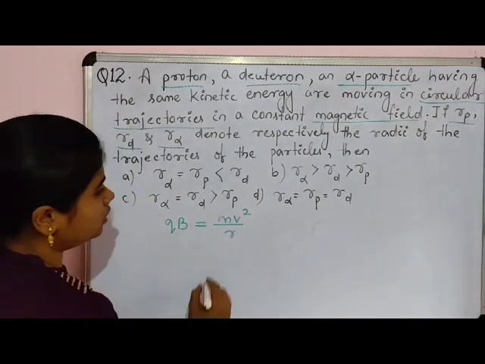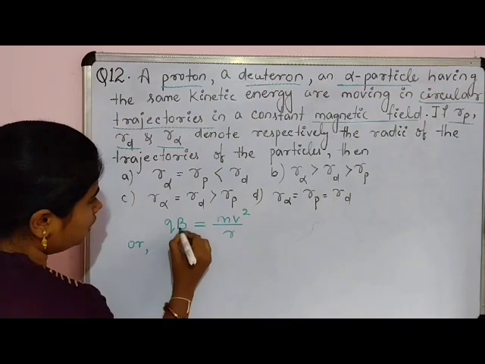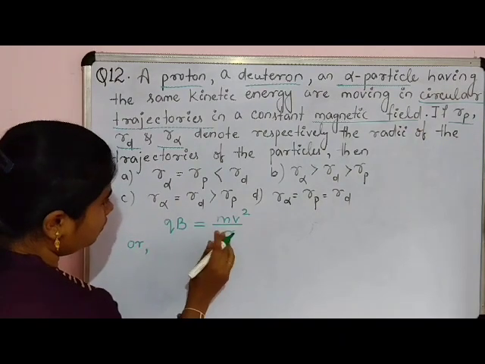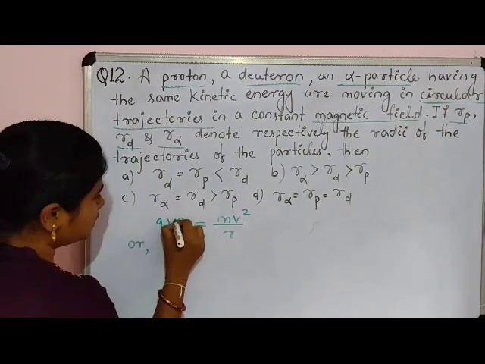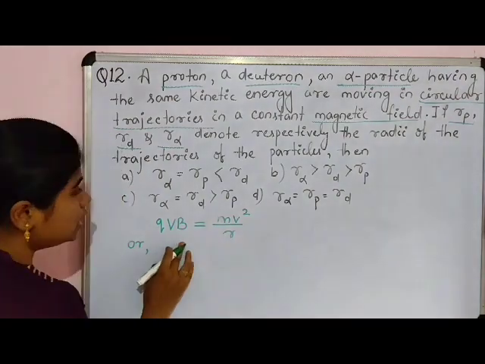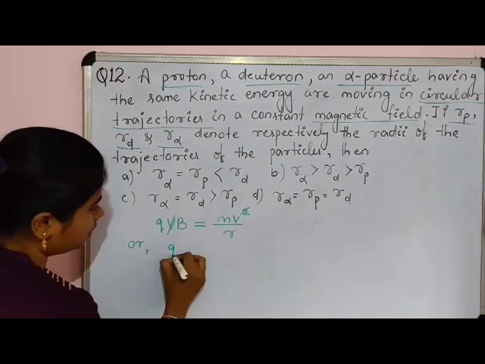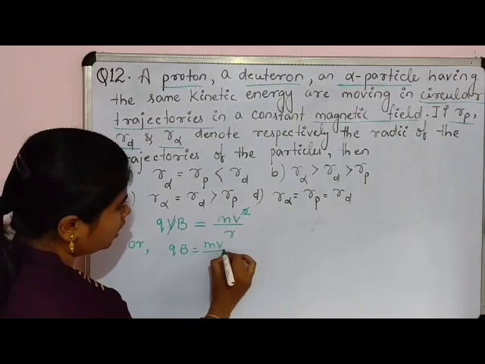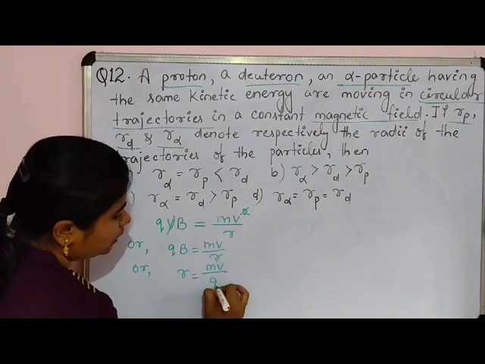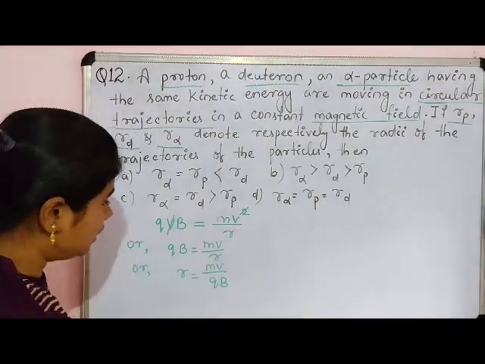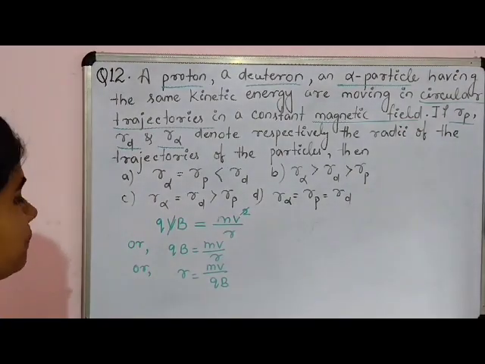Now from this expression I can write... okay, I'm sorry, this is QVB, not QB, this is QVB, the magnetic Lorentz force actually. So from this expression, by cancelling one V on either side, QV is equal to mV upon R, or simply I can write R equal to mV upon QB. Okay, now this expression we got for the radii of the particles.